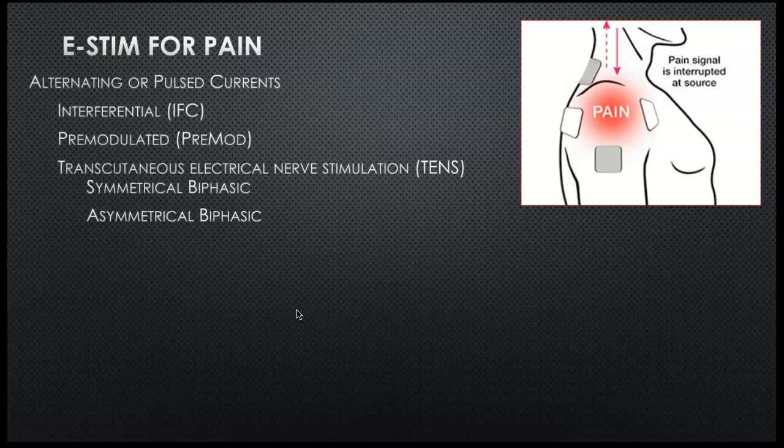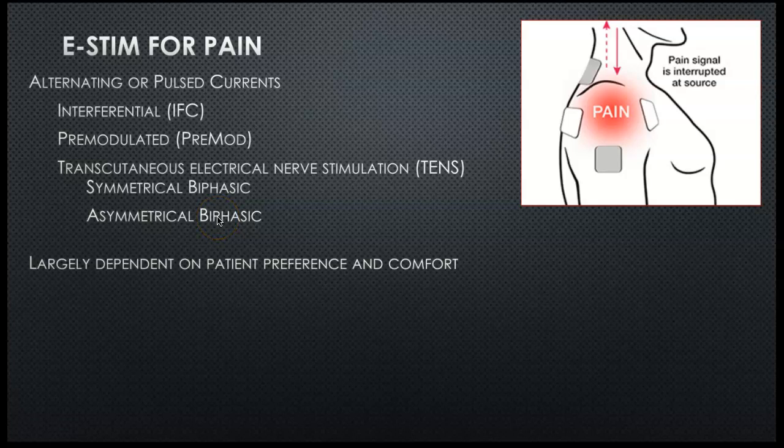All right, so they're typically alternating or pulsed, all of them. So you've got something called interferential current, which will be labeled as IFC on your machines, premodulated current, or premod, transcutaneous electrical nerve stimulation, also called TENS, very common. And on the machines that we have in our lab, symmetrical biphasic and asymmetrical biphasic fall under the TENS. They're a very similar setup to TENS, or those are your options. If you wanted to do TENS on someone, you could use either one of these waveforms.